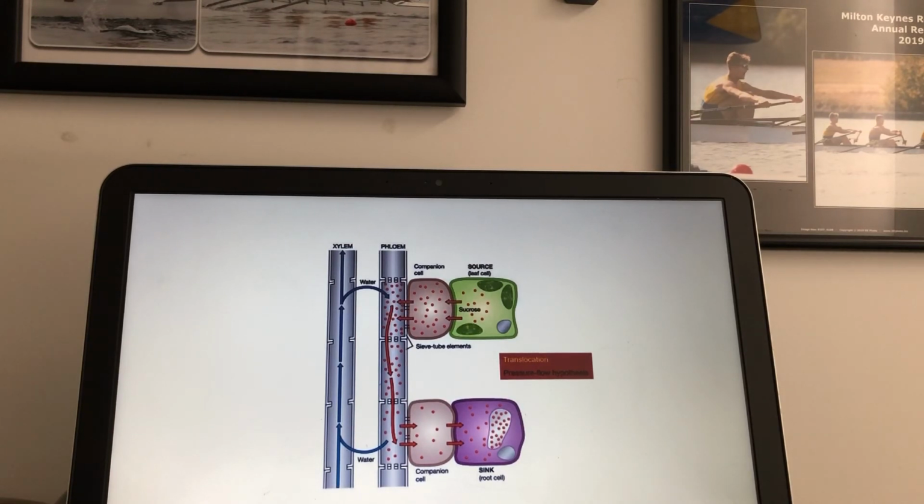This is quite similar to the transpiration stream, where water moves out of the leaves, which causes a transpiration pull, and so on and so forth.